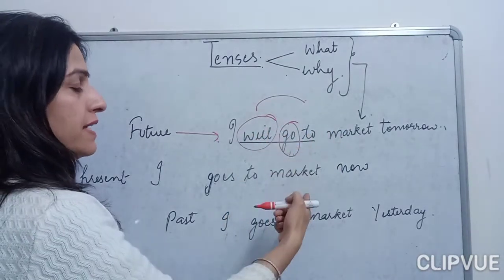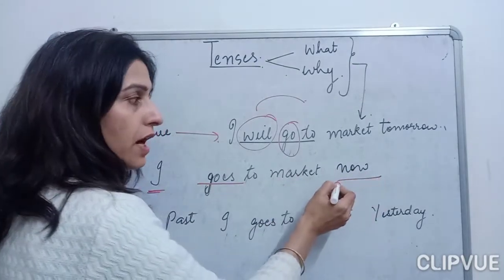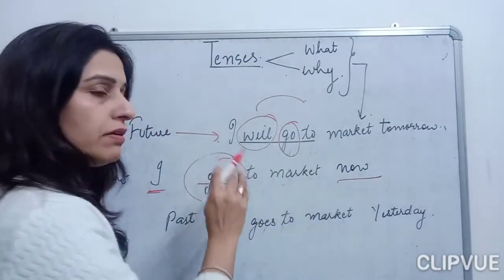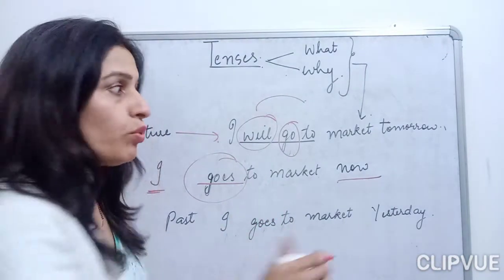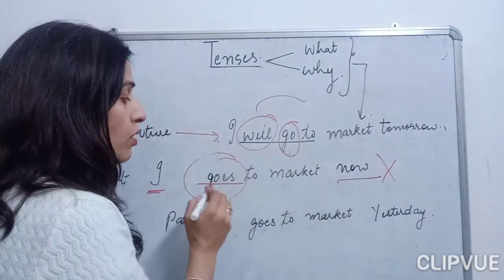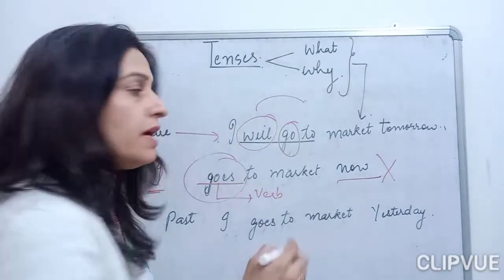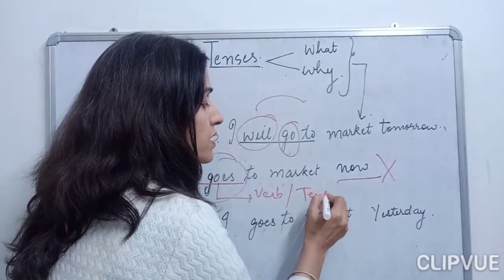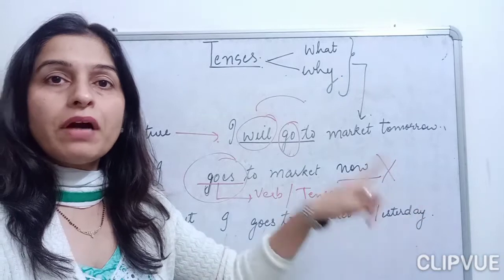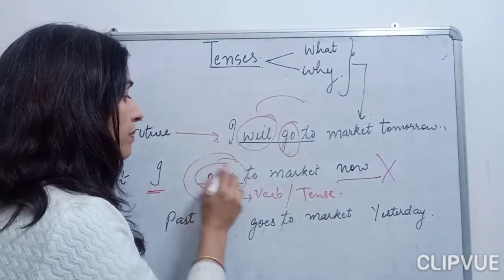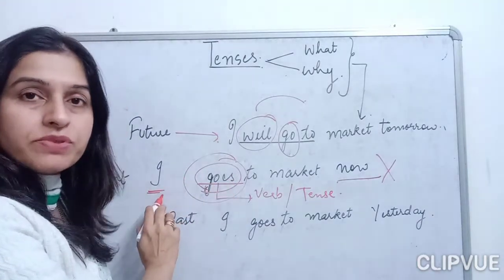Suppose I write this sentence as: I goes to market now. Is it giving you a complete meaning? No, it is not. Why? Because the verb used here is different and the tense used here is different. The tense is telling now, it is indicating the present, and the verb is not matching with my subject.